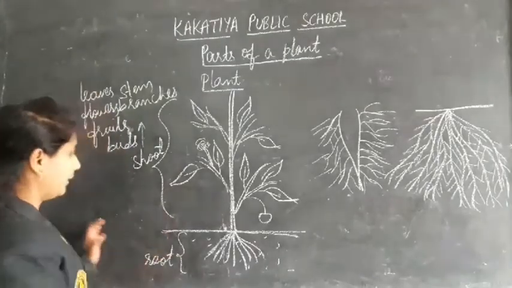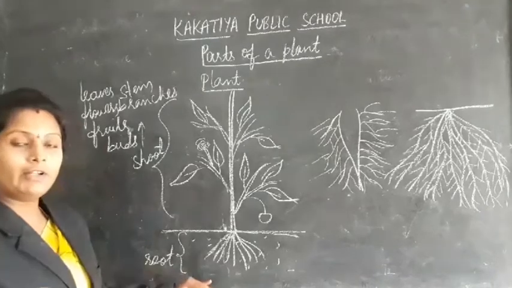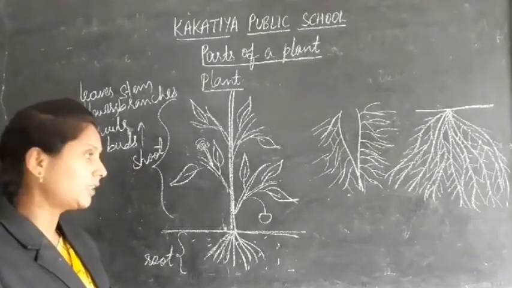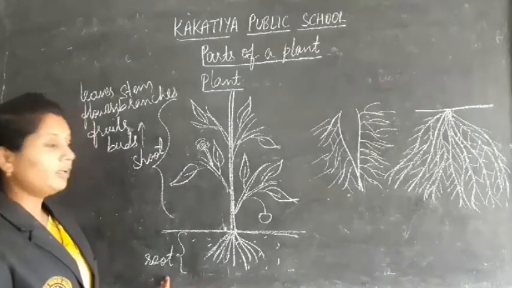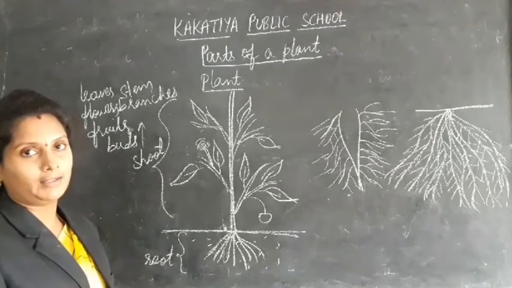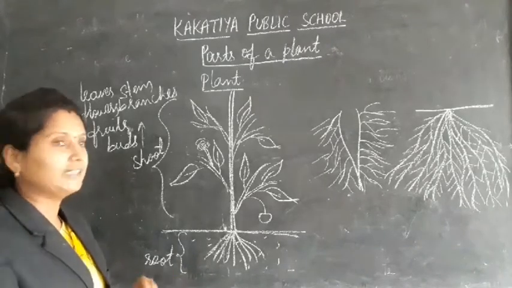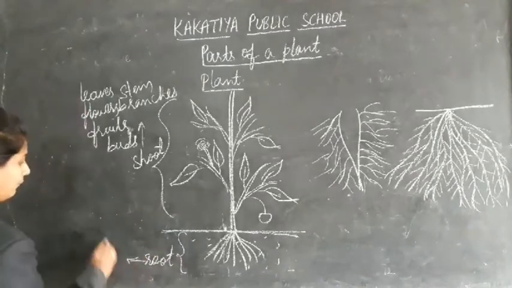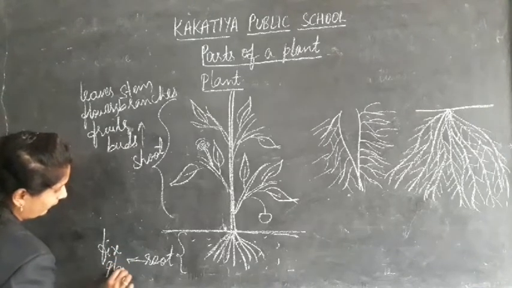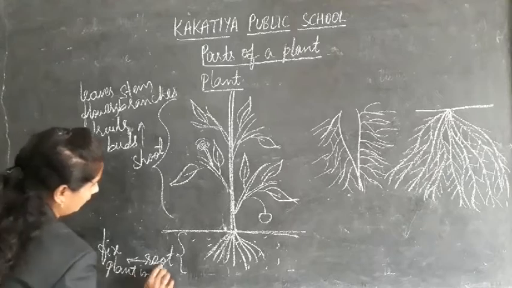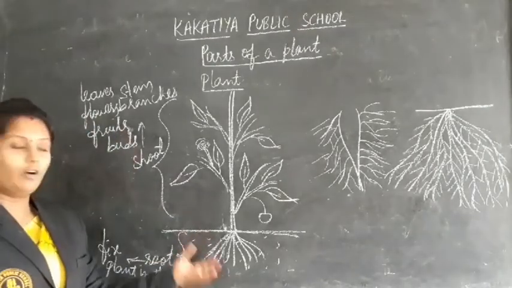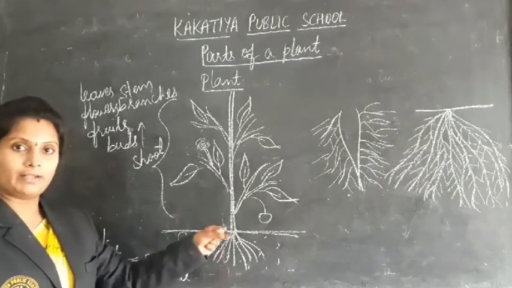Okay. So first coming to the roots. Where can we see roots? We can see the roots inside the soil, that means inside the ground. What is the function of the root? It will hold the plant tightly. It will fix the plant in the soil. Yes, and also it will fix the soil and make it tight.